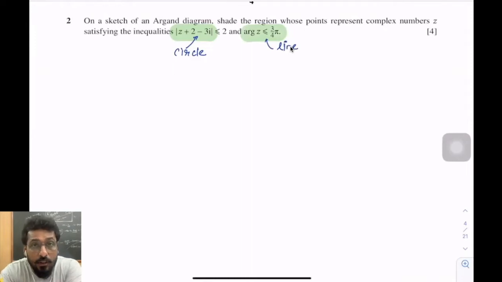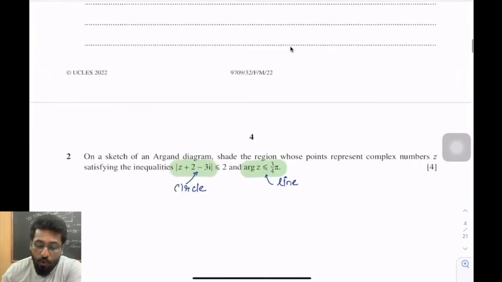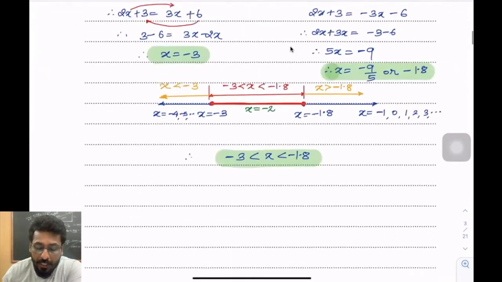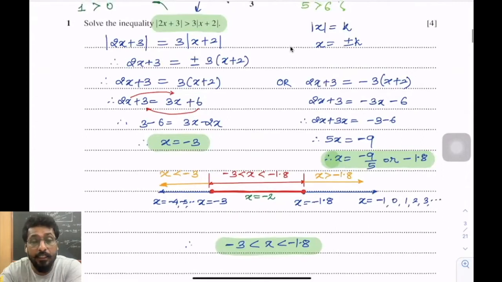So you're going to get a circle, you're going to get a line, and you want to find the common region which will be satisfying both of these inequations. Both of them are inequalities. In the previous question, if you observe, there was a less than sign or greater than sign, not a greater than or equal to sign. And that's why my answer also does not contain the equal to sign.